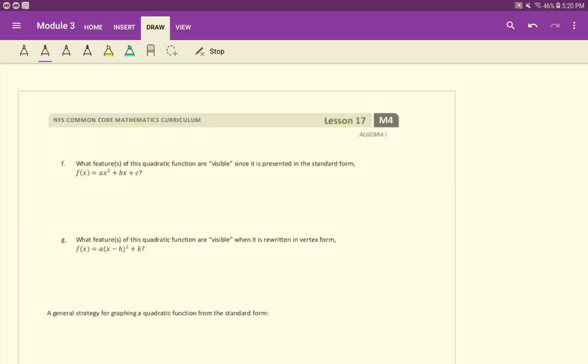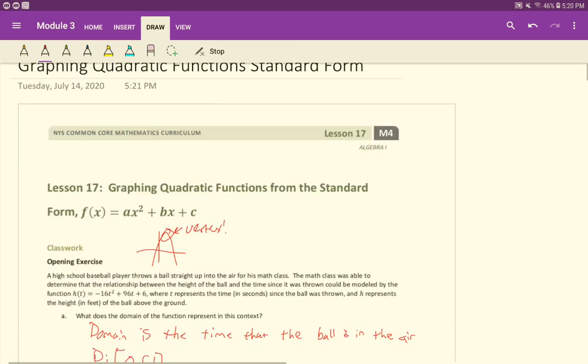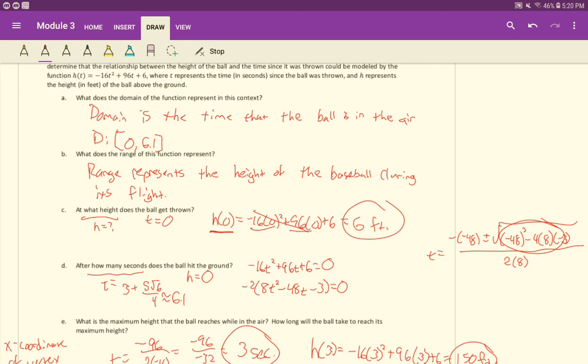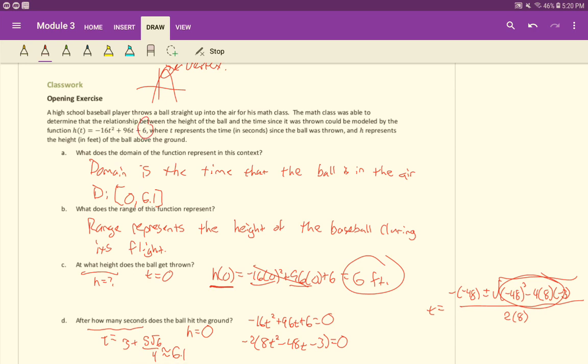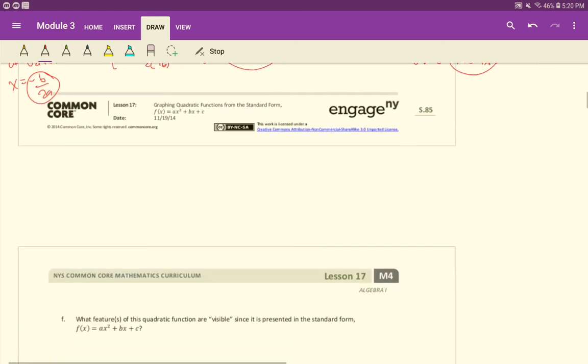What features of this quadratic function are visible since it is presented in the standard form? So the easiest visible one we can see here was the y-intercept, right? The y-intercept was just this 6, because the 0 in for the t and the 0 in for the t there cancel those out, left us just with the 6. So that was the most visible thing, I would say, the y-intercept.